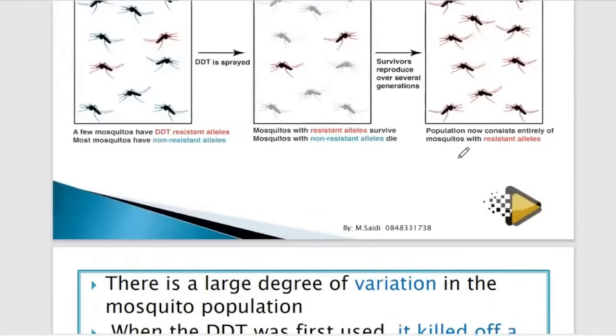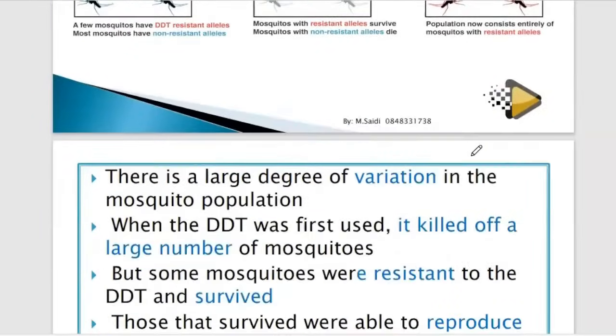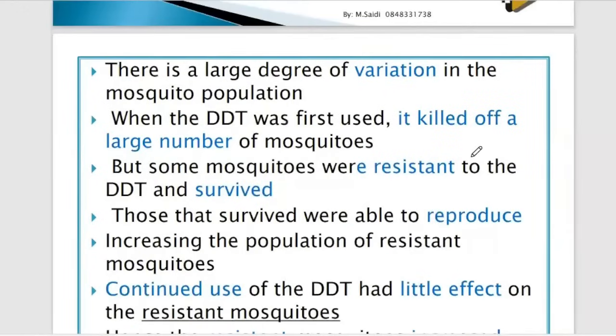So how did the mosquitoes become resistant, or any example they have brought? You talk about variation among the mosquitoes, among the bacteria, among the virus: those which are resistant and those which are not resistant. When DDT is applied, those which are not resistant are killed in large numbers, while those which are resistant survive in large numbers. Those which survive reproduce in large numbers and increase the population of resistant ones.